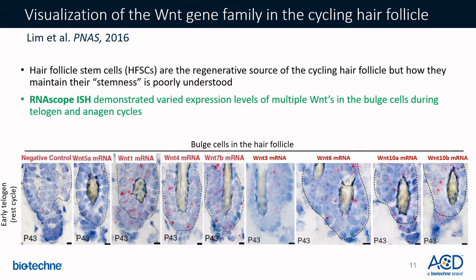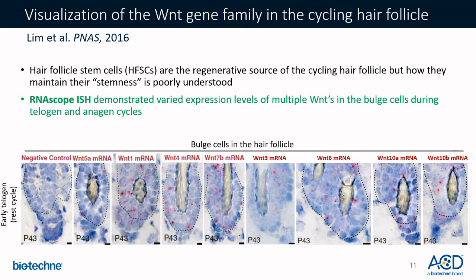So let's look at this particular publication from a customer. The hair follicle cycle goes through various stages of rest, growth, and destruction throughout life. These stages are known as telogen, anagen, and catagen. Now, hair follicle stem cells, or HFSCs, reside in the outer bulge of the follicle and are the regenerative source of cycling hair follicles. But how they maintain their stemness is poorly understood.